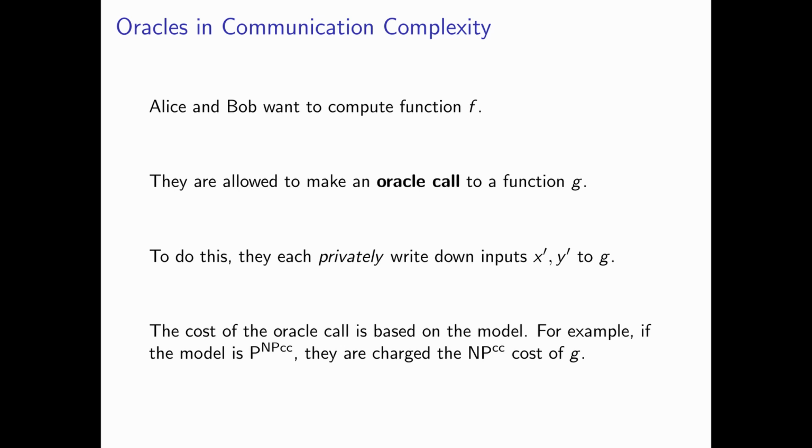As a part of this protocol, they are able to compute the output to a different two-party function g that has polylogarithmic NP communication complexity in the following way. Each one writes down an input to g privately. This input to g can depend on their input to f and on the communication that has occurred thus far. Then they get the output from g, and they can hopefully use this to help them solve f. The cost that this adds to the overall protocol is the NP cost of g.